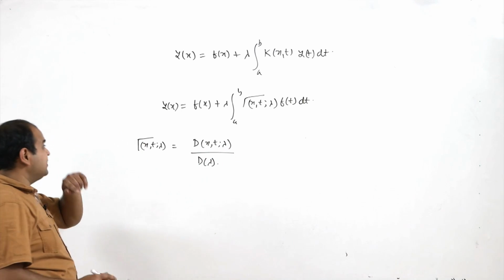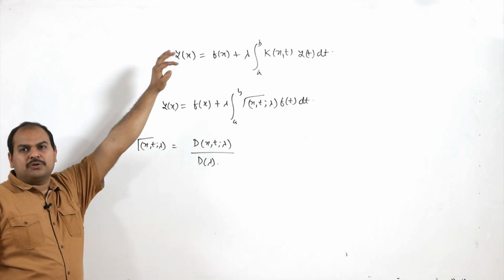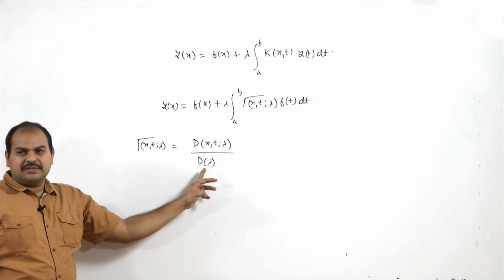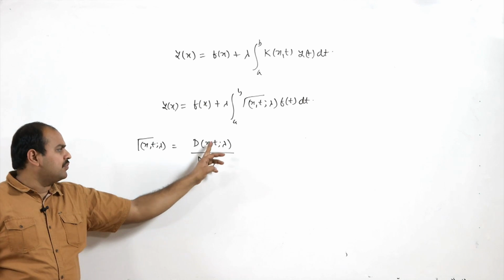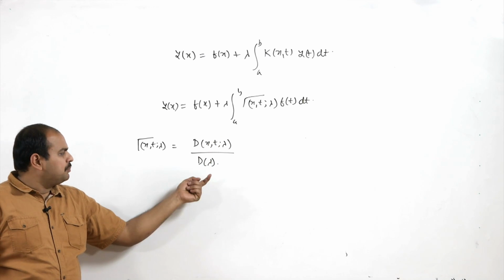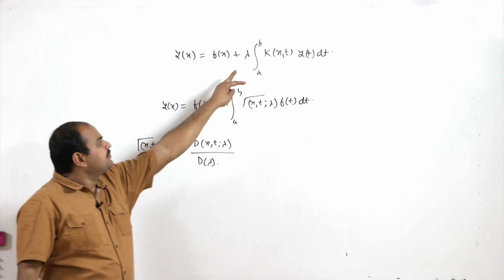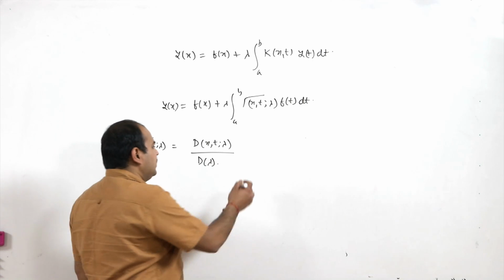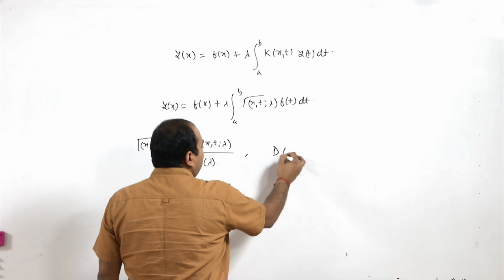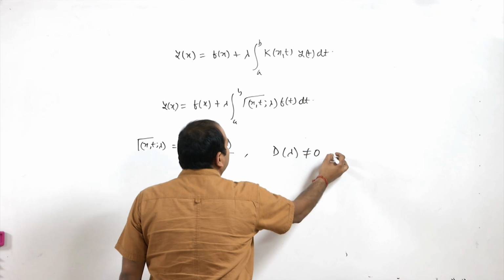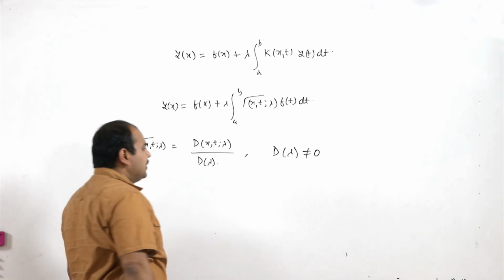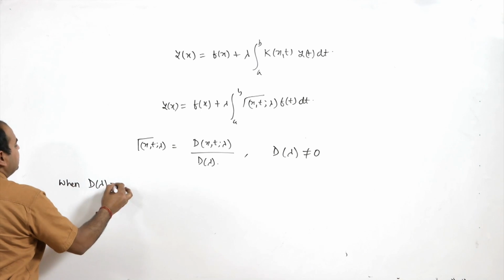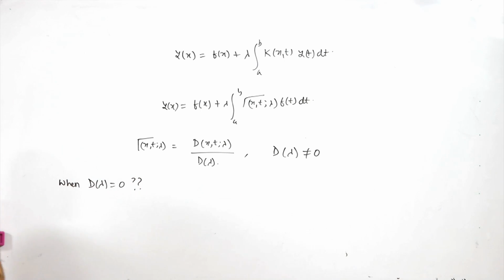So it means that the solution of the given Fredholm integral equation can be given by y of x, where gamma x t lambda is a resolvent kernel given by this ratio of two infinite series. But the problem arises when lambda comes out to be a root of D of lambda. You can say that this solution is valid when D of lambda is not equal to 0. But when D of lambda is equal to 0, how can we define our solution?